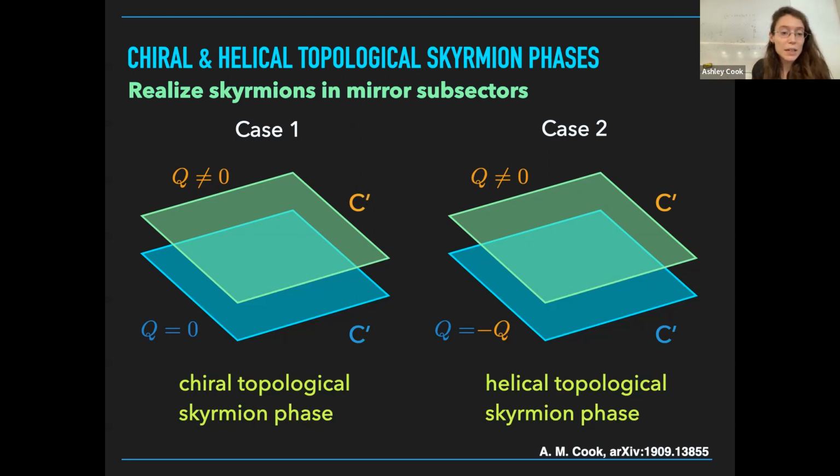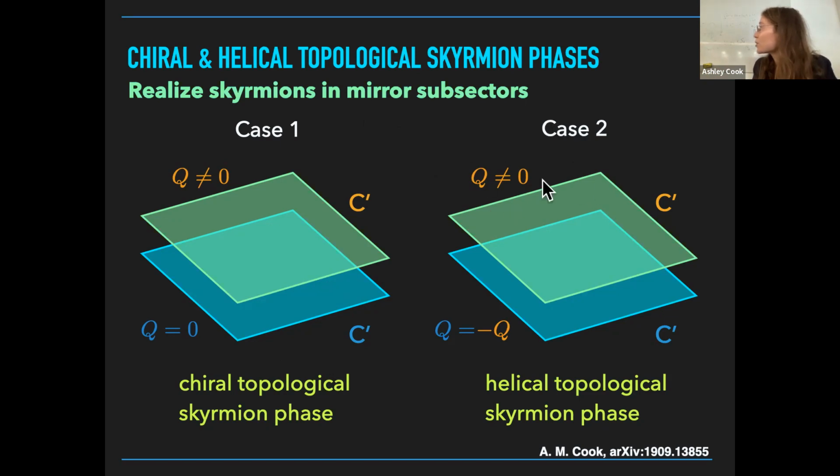And then we can think about computing a Skyrmion number for each of these mirror subsectors. And then you can have two different interesting possibilities at least. So one case is where you have a non-trivial Skyrmion number in one mirror subsector and a trivial Skyrmion number in the other. And this is basically just one Skyrmionic texture. So this is like what I was telling you about in the first talk. And it's like a generalization of a two-band Chern insulator. And so I call it the chiral topological Skyrmion phase. So in the first talk, I was just talking about chiral topological Skyrmion phases.